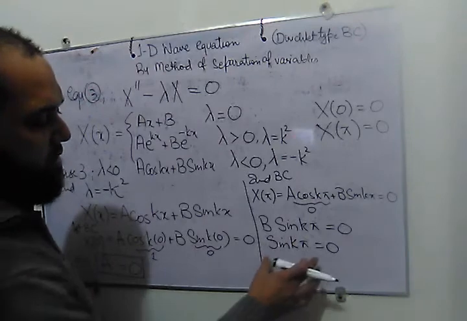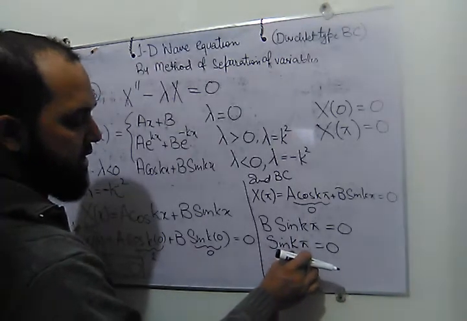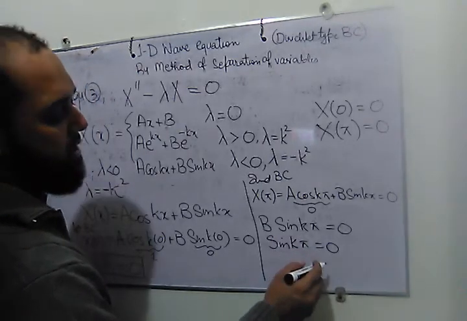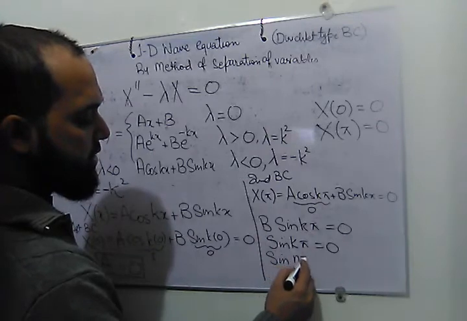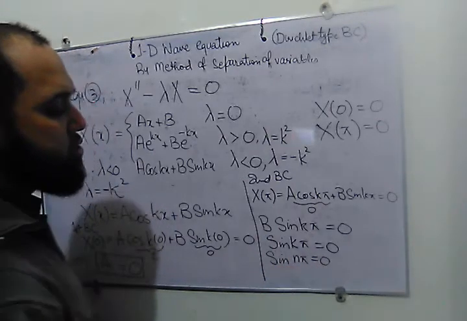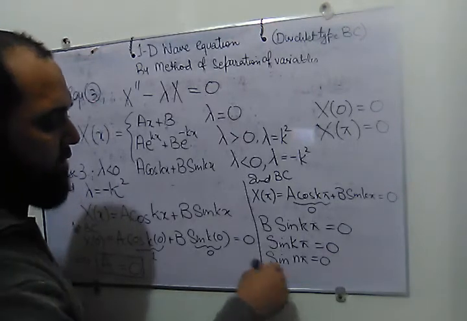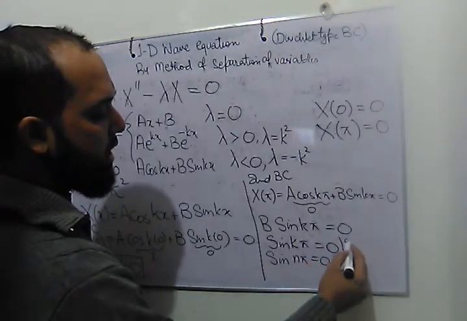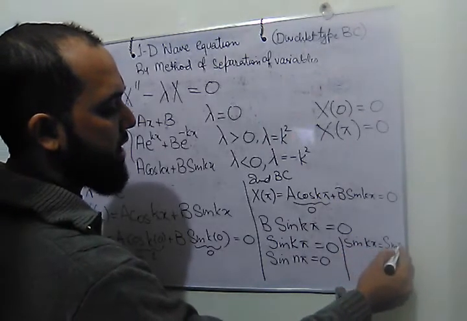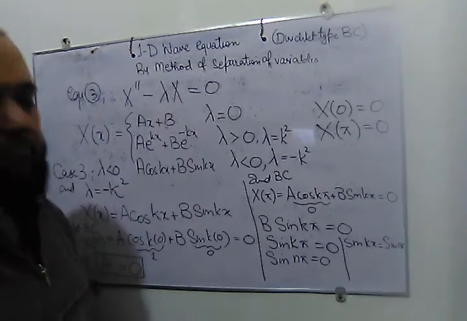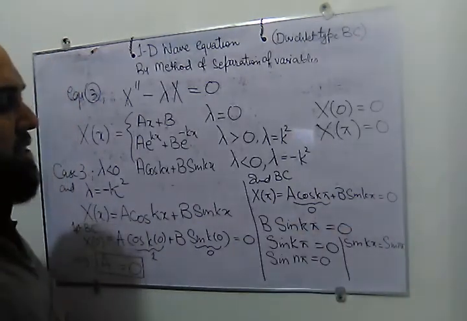And this expression is valid only for sine k pi equal to sine n pi. So sine k pi is also 0, and sine is 0 if it has the value n pi: 1 pi, 2 pi, 3 pi, or generally n pi. From here we can see that sine k pi is equal to sine n pi, then this statement is valid.